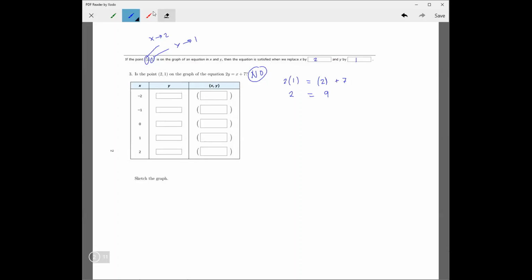Okay, now we have some completing this table. We're going to put values in. So when x is -2, what happens there is you replace this x with a -2, and that leads to 2y being equal to, so -2 plus 7 is 5, which leads to y being 5/2. Okay, so we can put 5/2 right there, and then the ordered pair will be -2, 5/2.